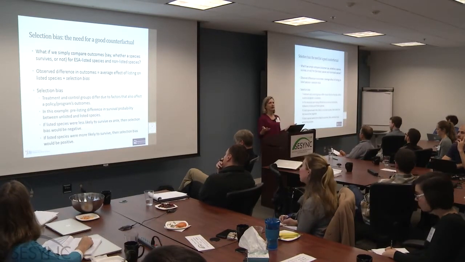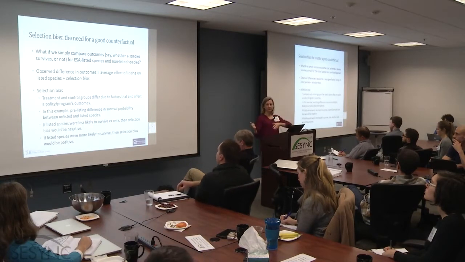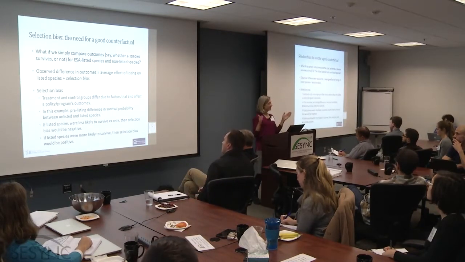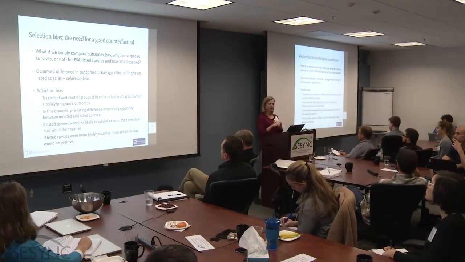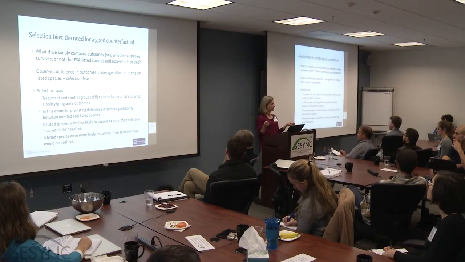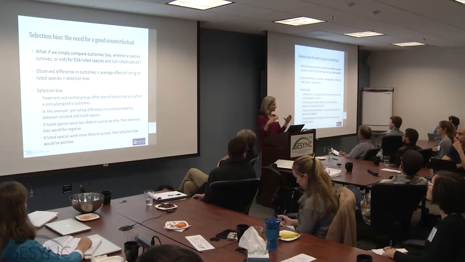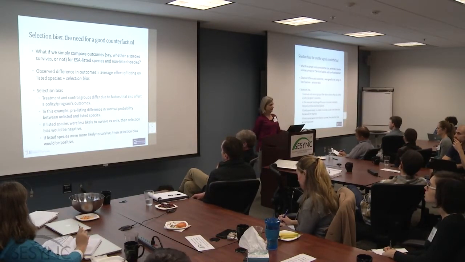So what if we simply compare outcomes? Okay, well then I've got 2 populations, one listed and one not listed, and the concern is that if I observe a difference in outcomes post-listing for some of those species, what I'm really doing is combining both the average effect of listing on survival and some selection bias. Something that was special about those species that got listed could make them either more or less likely to survive. And so that's going to be mixed in with the estimate of the average effect of listing when I look at just observational data on species that were listed versus not.